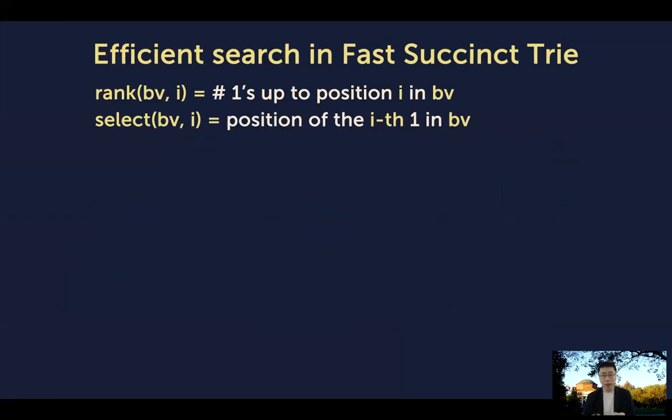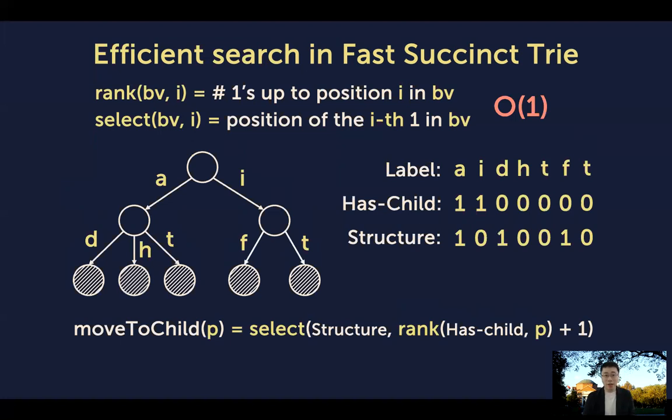Now to search this encoded trie, we rely on two primitive operations on bit vectors. They're called rank and select. A rank counts the number of ones up to position I, while select is the dual of rank that returns the position of the ith one in the bit vector. Now, because rank and select can be performed very fast in constant time with lookup tables, we can navigate the trie using rank and select efficiently.